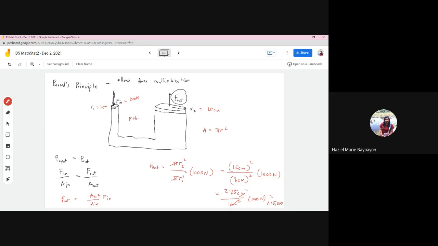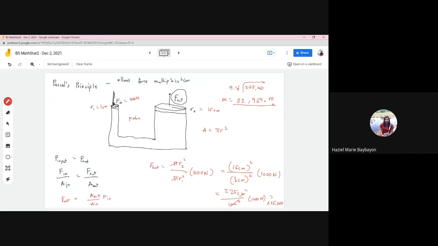Okay? So this system, like a piston, can lift an object that has a weight of 225,000. So convert it to mass: 225,000 divided by 9.8. What is the mass of this object? Okay. So it can lift an object that has a mass equal to 22,959 point something. So it is big, while your input force is small, 1,000 newtons or about 100 kilogram force.